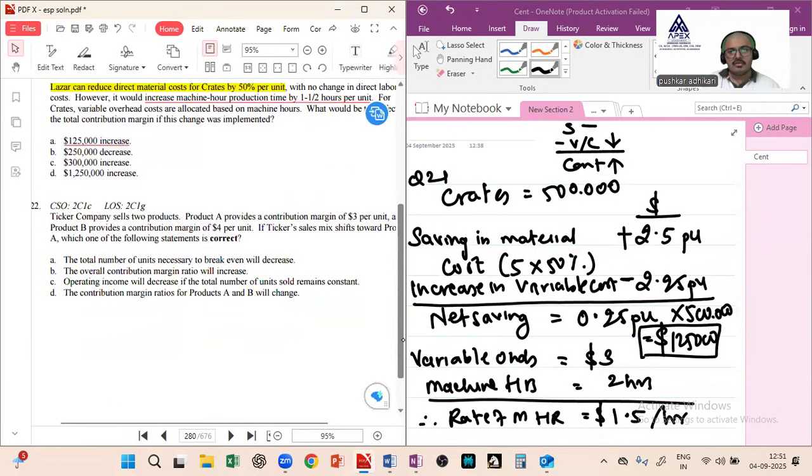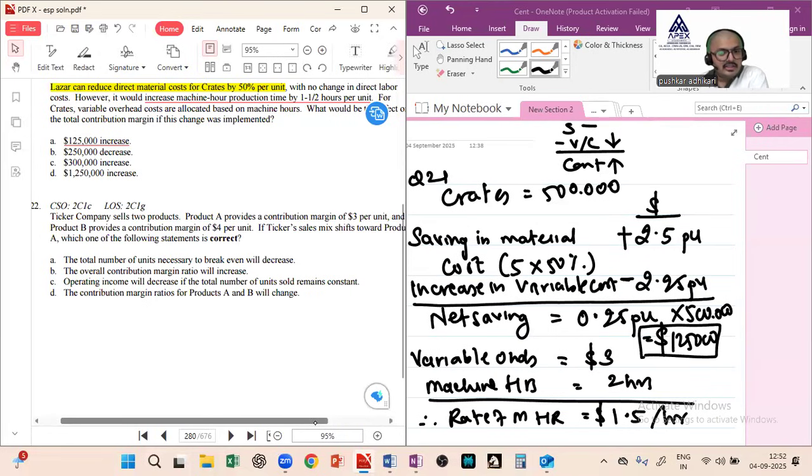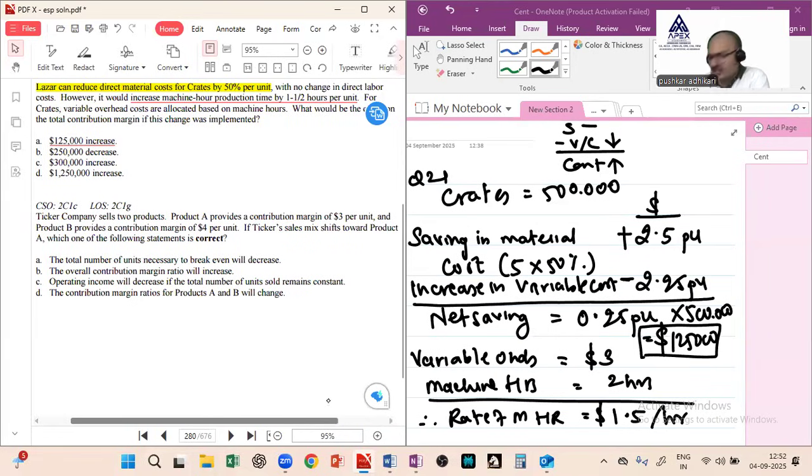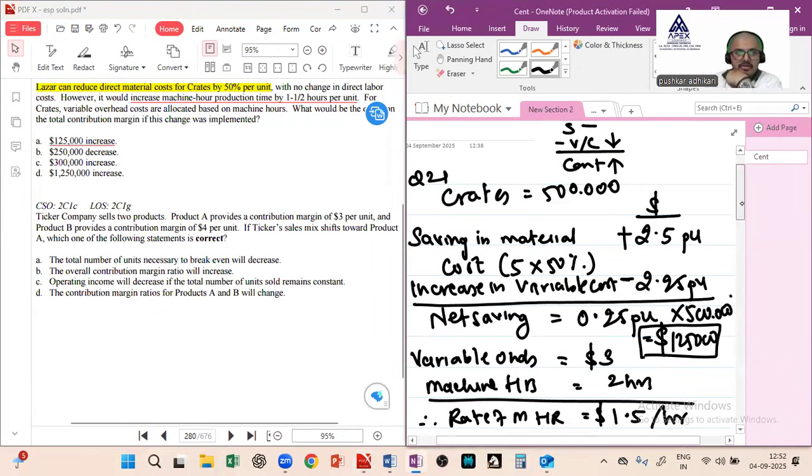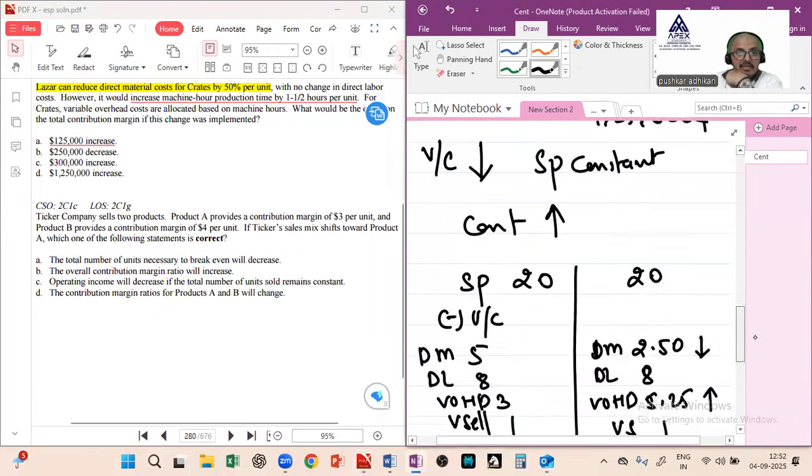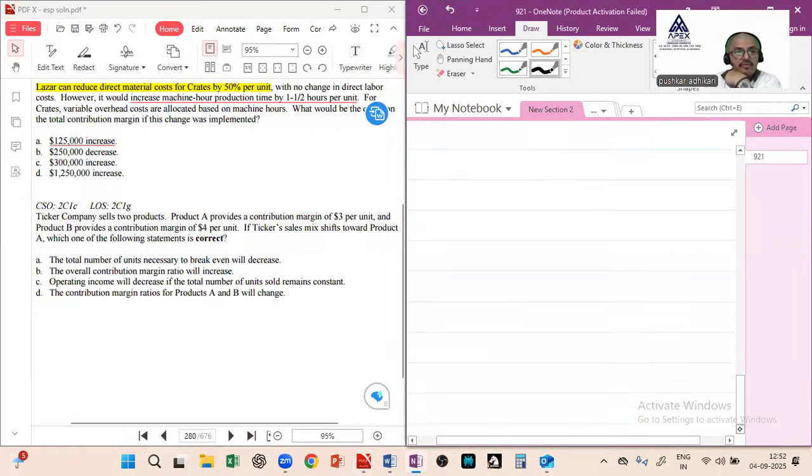The next question is about Ticker company. Now this is a slightly theoretical question. Let us see what happens over here. Ticker company is selling two products. There's a product A which provides a contribution margin of 3 per unit, and there's a product B that provides a contribution margin of 4 per unit.